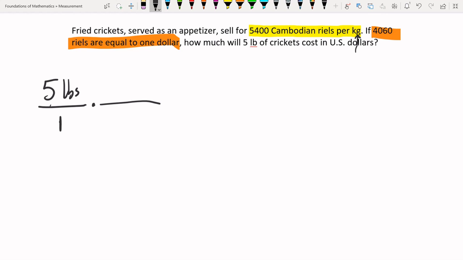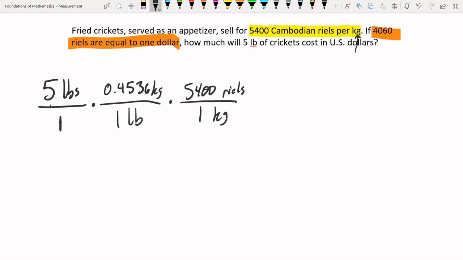Let's see. 1 pound equals 0.4536 kilograms. And now we have 5,400 reals per 1 kilogram. You can see how my units are canceling. Now I have reals. Now all I have to do is convert reals to dollars. And we know that we have 4,060 reals to $1.